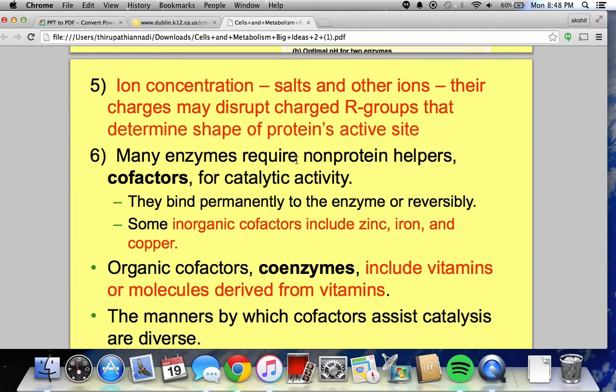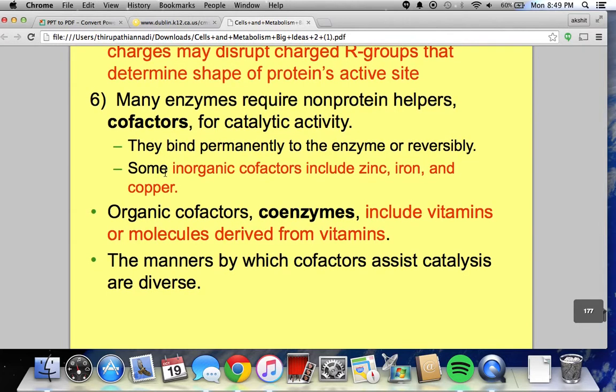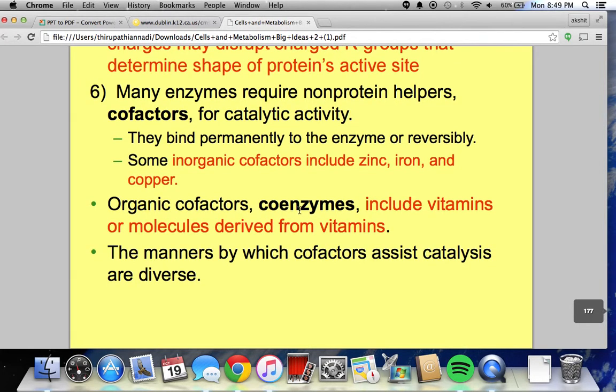Many enzymes require non-protein helpers called cofactors for catalytic activity. Sometimes they're inorganic or they're organic, and the inorganic ones include iron, for example, like hemoglobin. It has a bunch of iron in it, and the iron helps it carry the oxygen. Without the cofactors, the enzymes won't work. And organic cofactors made out of carbon and hydrogen are called coenzymes. That's why we take vitamins, so we can get the perfect amount of coenzymes to make our proteins do their jobs.